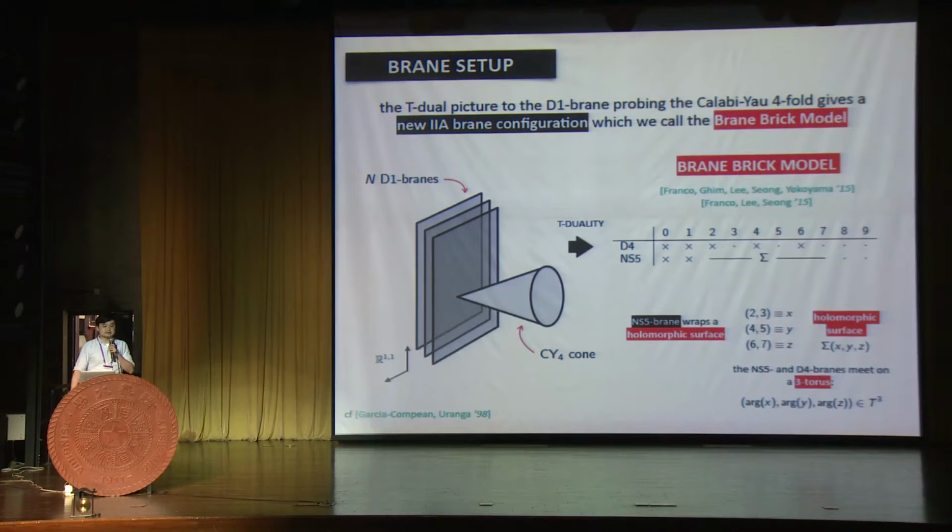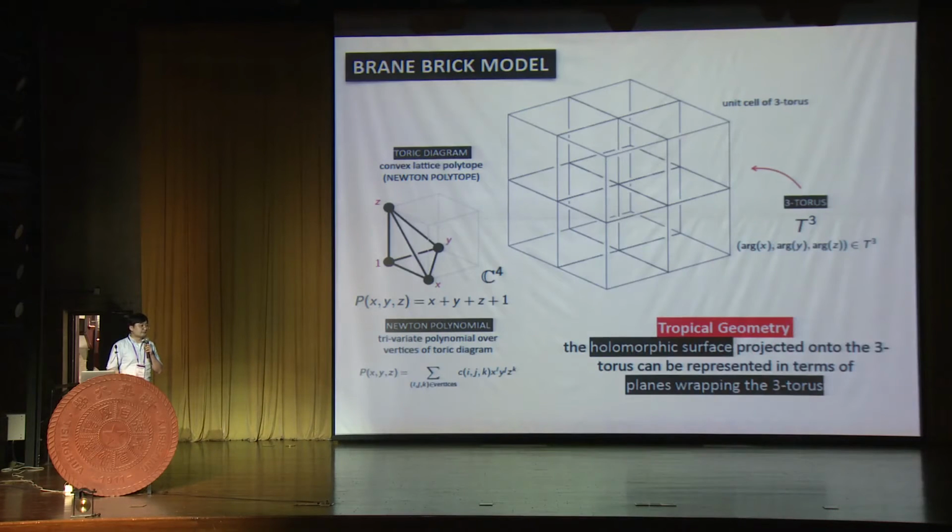When you T-dualize these D1 branes, you obtain D4 branes suspended between NS5 branes that wrap a holomorphic surface Sigma. This new type IIA brane configuration we call a brane brick model. This holomorphic surface Sigma comes from the toric Calabi-Yau fourfold, which is characterized by its toric diagram and Newton polynomial. So for C4, you have this toric diagram and corresponding Newton polynomial.